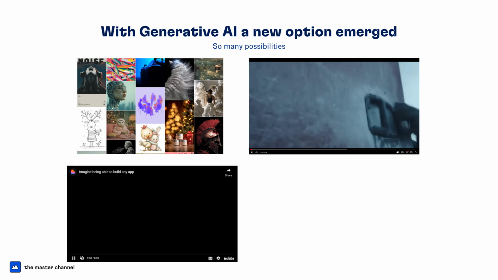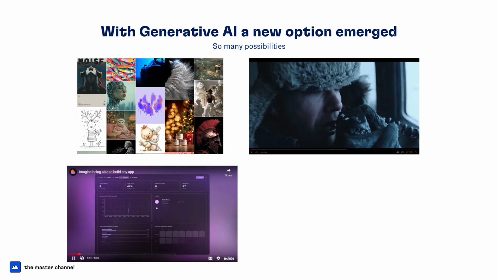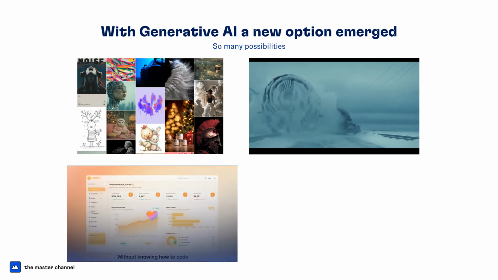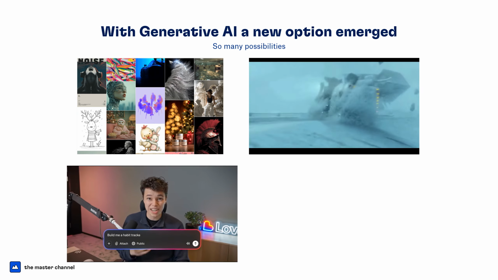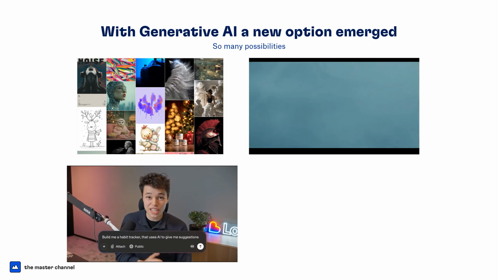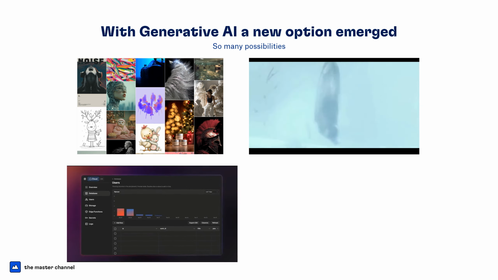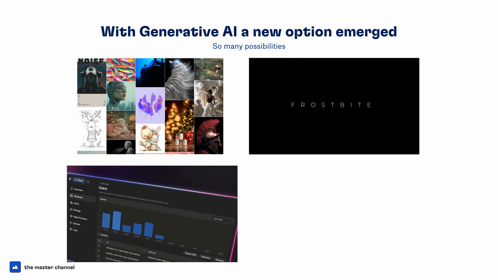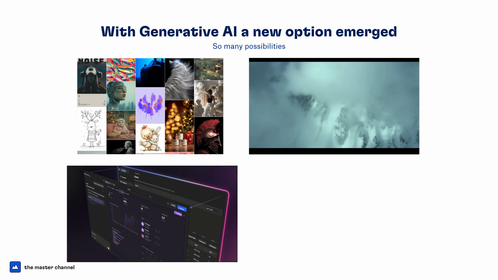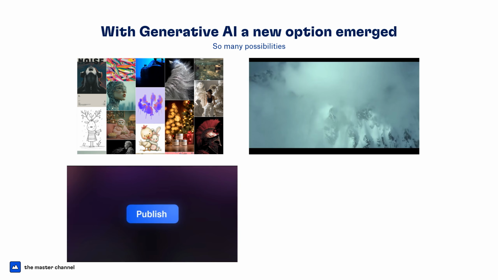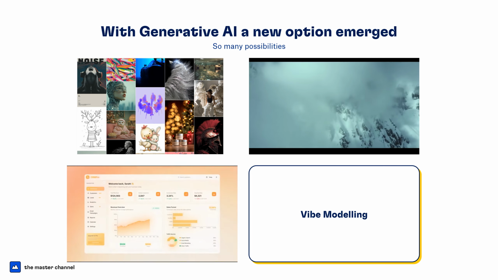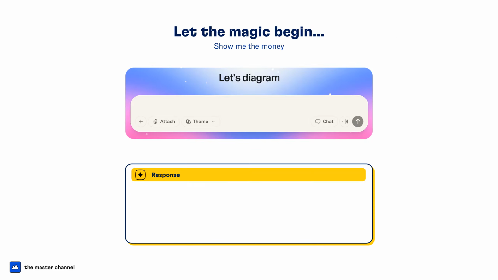Since the introduction of generative AI, multiple new opportunities have arisen. In the same way that we can create beautiful images and videos, and similar to creating a website from a prompt, the question comes up, why can't we use an LLM, a large language model, to create models and diagrams? Let's call it vibe modeling. The idea is simple. Use an LLM's conversational abilities and its reasoning power to create diagrams.